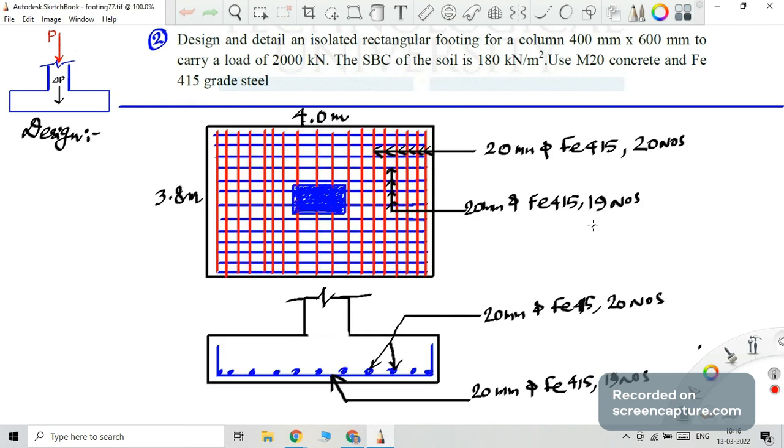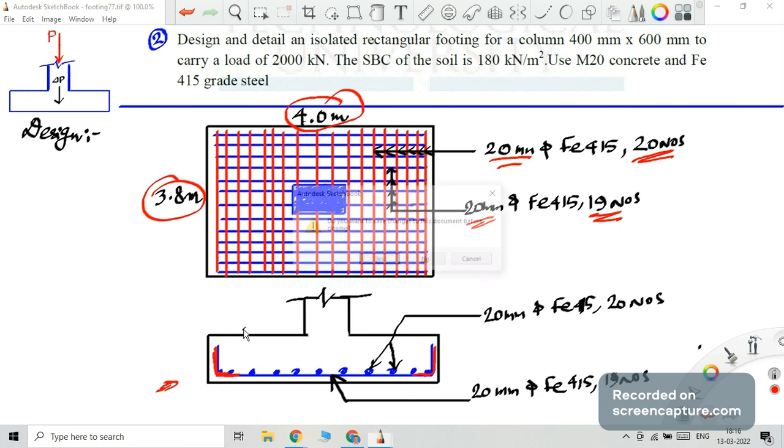Now you can draw the reinforcement detailing plan, 20 mm dia bar. In the 4 meter dimension, you need 20 numbers. In 3.8, you need 90 numbers. And you can draw the section also. When you draw the section, try to draw something like this, some extra like this. This is also for the requirement of bonding and all. So like that, you complete the diagram.